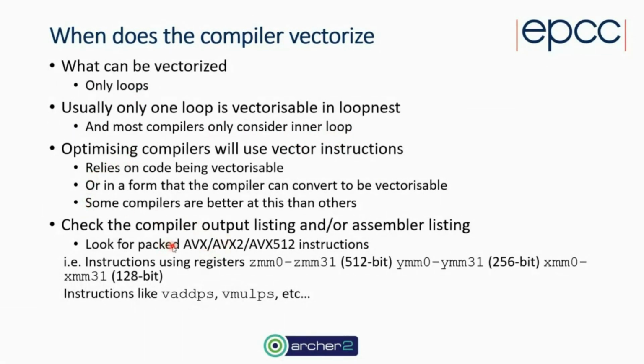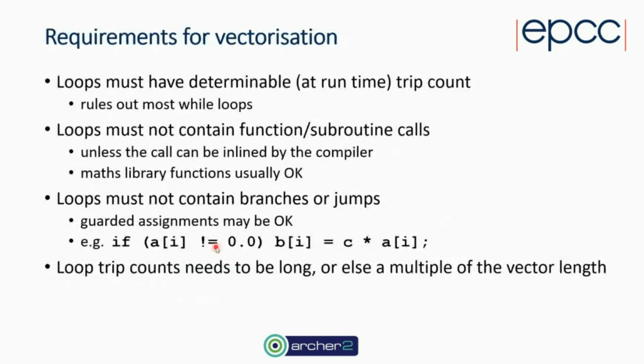Now there are different ways for us to check if a compiler is vectorizing well. One is we can look at the compiler output. The other is we can look at assembler code and look for vector instructions. And the third is we can turn the vectorization off in the compiler and see if that makes any difference to our performance.